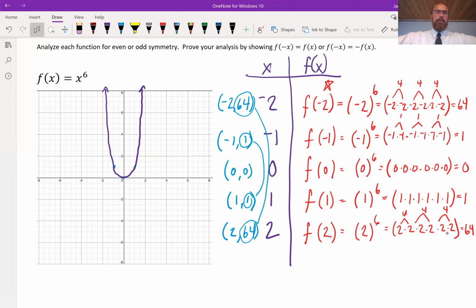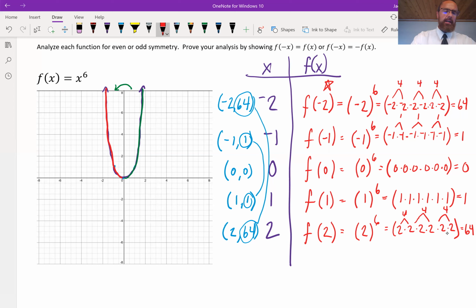So looking at our graph here, f of x equals x to the power of 6, my observation is that if I folded this graph across the y-axis, this right-hand side would exactly land on the left-hand side. So my initial feeling is that that would correspond with my even symmetry or my reflectional symmetry. So I'm going to make a claim. I believe that this is even symmetry.